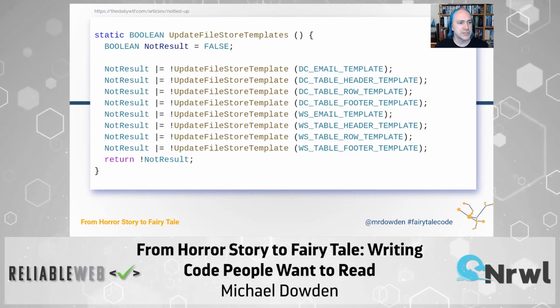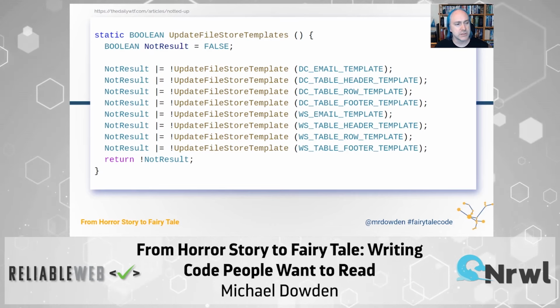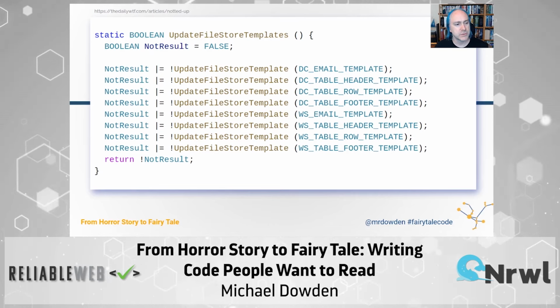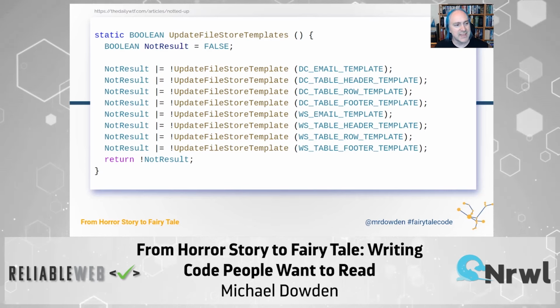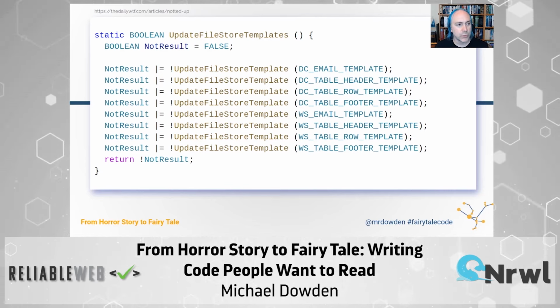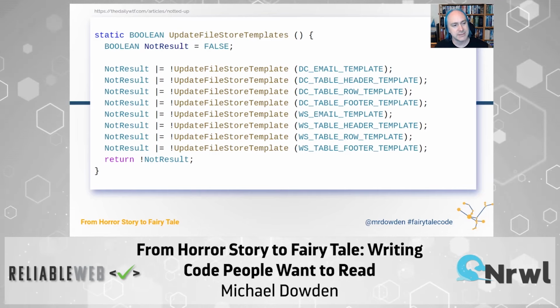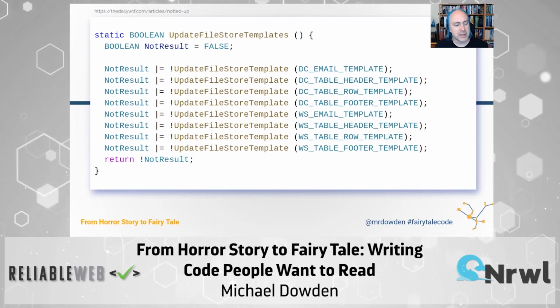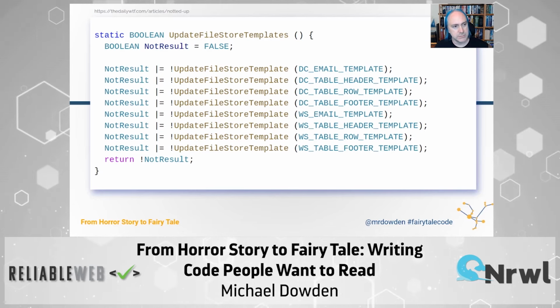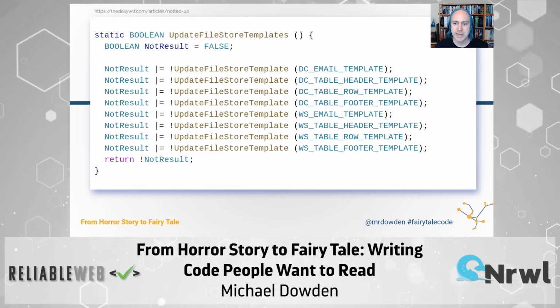It's all the negations. Boolean not result is equal to false. It's not the result, it's the not result. And then we're assigning it or equals not something. And then we get to the bottom and we return the not of the not result. And we're negating this several times.